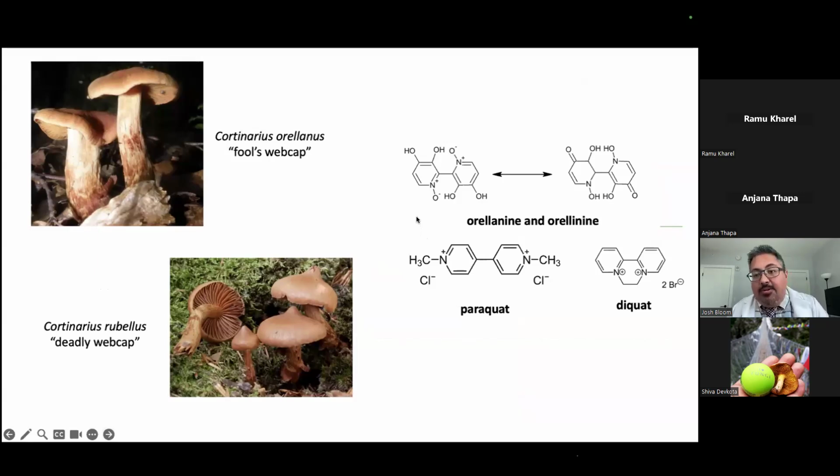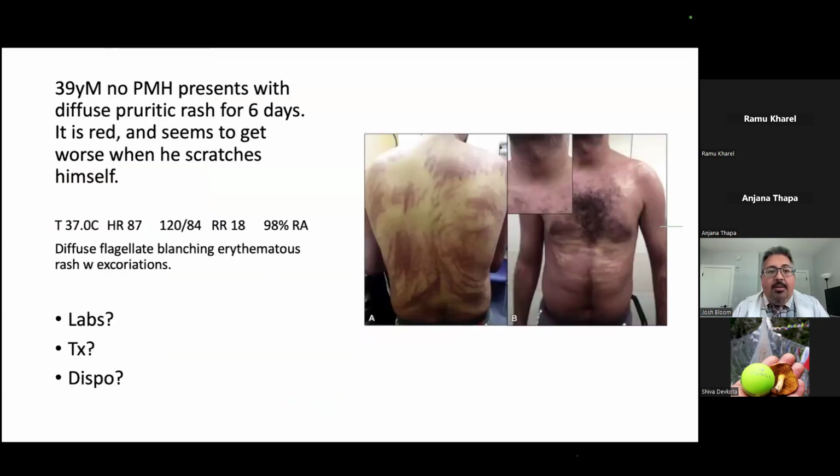So this class of compounds tend to sequester in particular target organs and cause reactive oxygen damage and potentially irreversible organ damage. So patients who ingest these mushrooms, these compounds have an affinity to the kidney and can cause an acute kidney injury and then potentially kidney failure. And some patients who have eaten these mushrooms have gone on to develop end-stage renal disease requiring dialysis chronically.